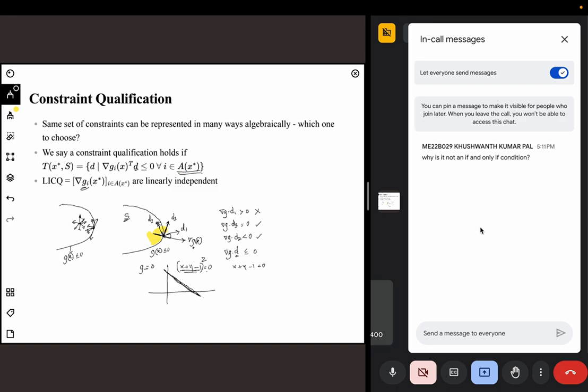Yes. We don't have to worry about the less than 0 thing as of now. Okay.